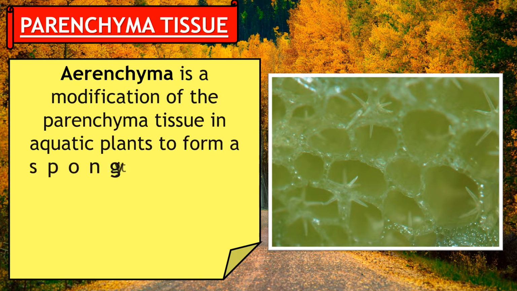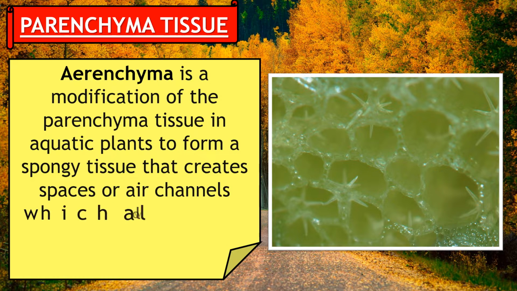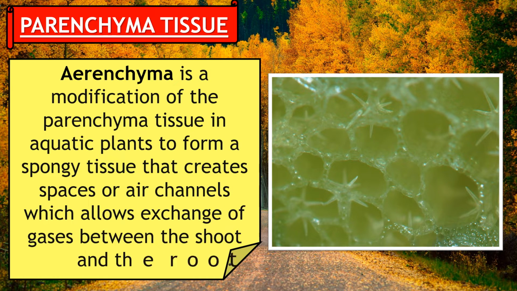Aerenchyma is a modification of the parenchyma tissue in aquatic plants to form a spongy tissue that creates spaces or air channels which allows exchange of gases between the shoot and the root.